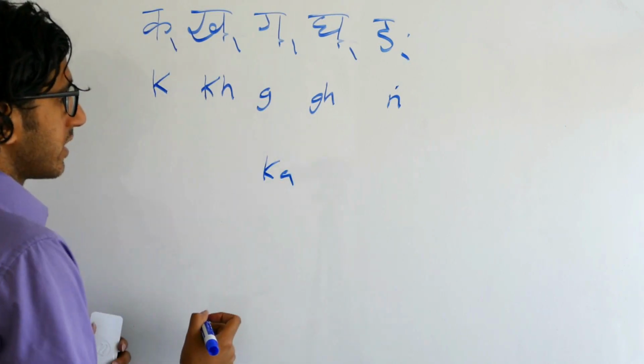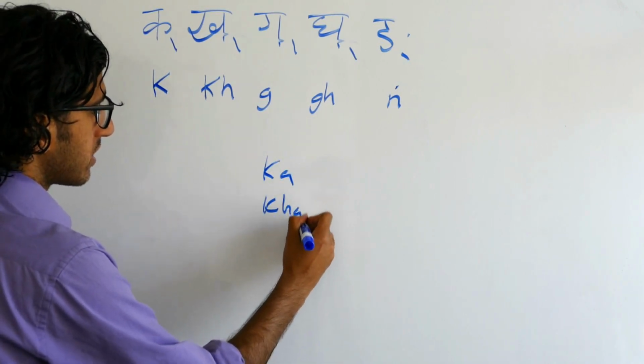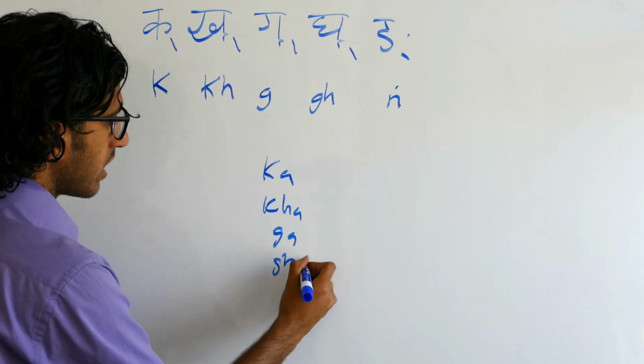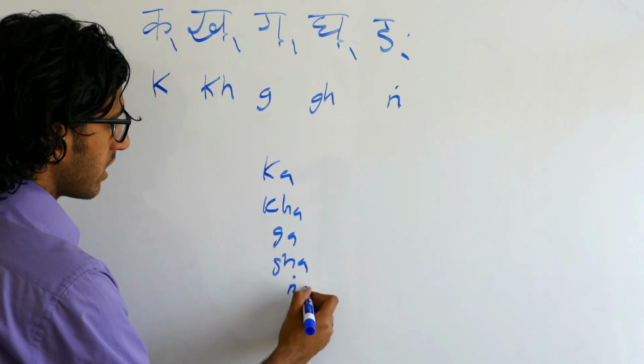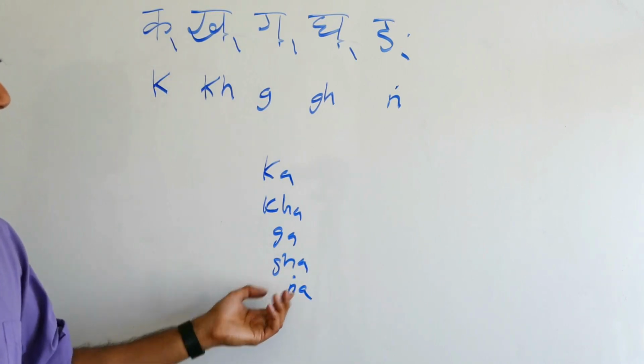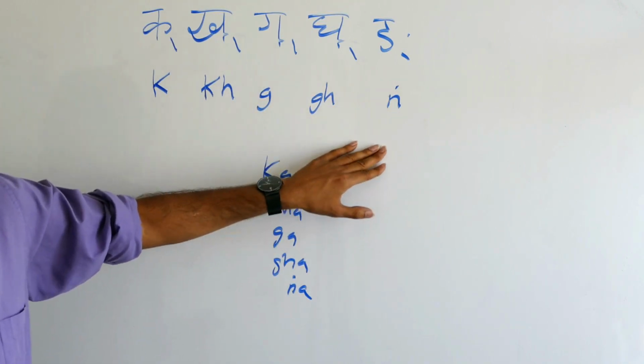like this, right? K would be written like this. G would be written like this. G would be written like this. And ng would be written like that. But this is just in its pure form with nothing attached to it. This is how it is.